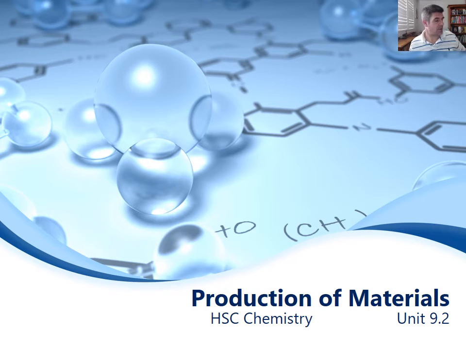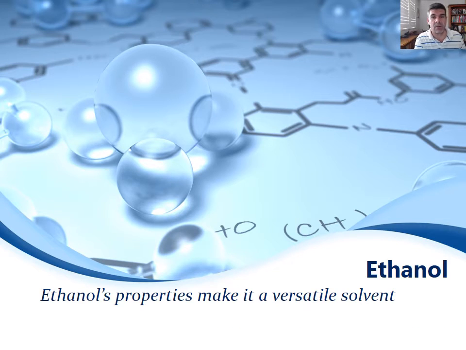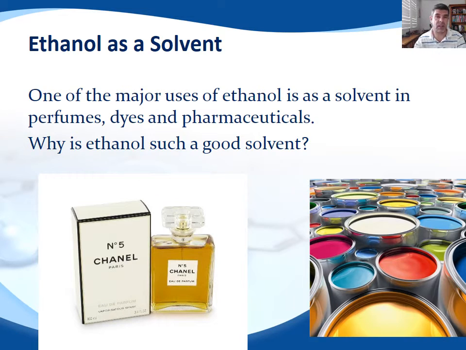Hi guys, welcome to HSC Chemistry and the production of materials topic. We're looking at ethanol, and in this particular video we're going to look at ethanol's properties that make it a versatile solvent. If you remember, in the previous video we had a look at ethanol and three of its important uses. One of those was its ability to be converted chemically into ethene or ethylene. The second was its importance as a solvent. And that's the subject of this particular video.